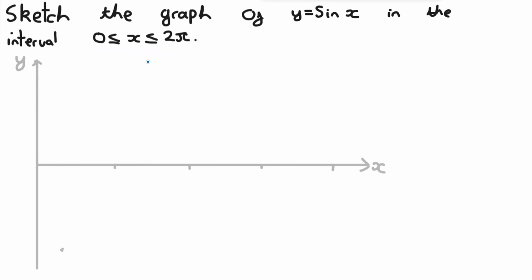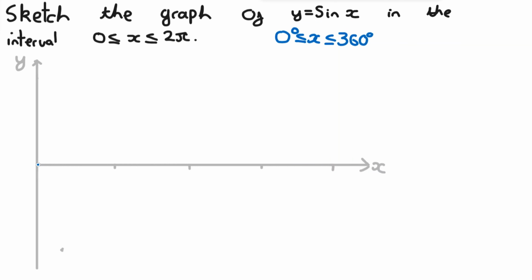This is the exact same, but now the interval units are in radians, and as 2π is equivalent to 360, the question is to sketch the graph of y = sin x in the interval 0 to 360 if it was in degrees. But it's in radians, so we need to do the units of the graph in radians as well. So we need to sketch the graph of y = sin x.